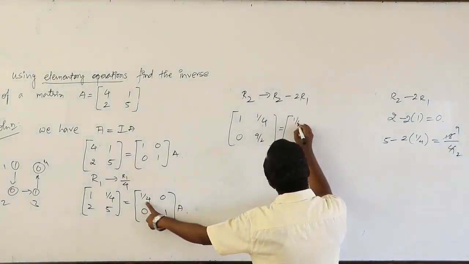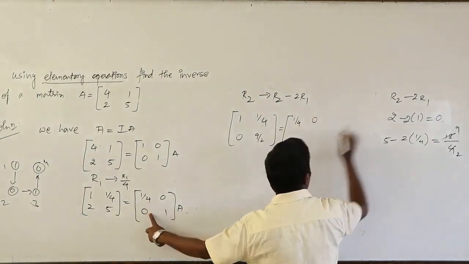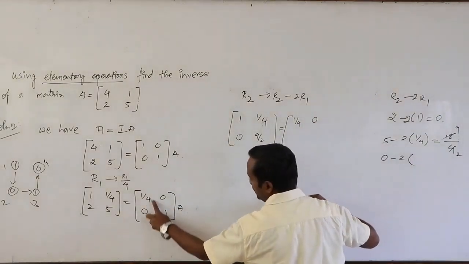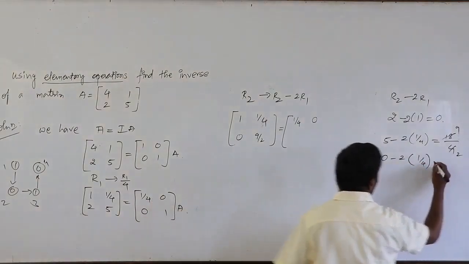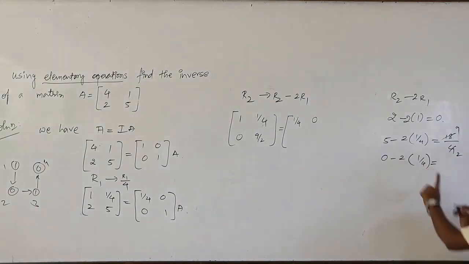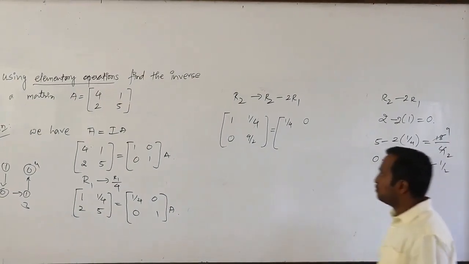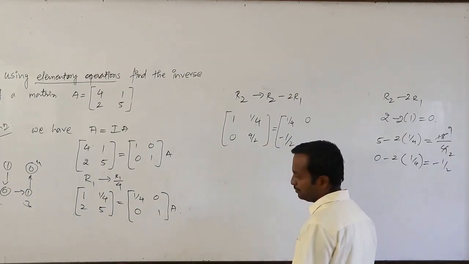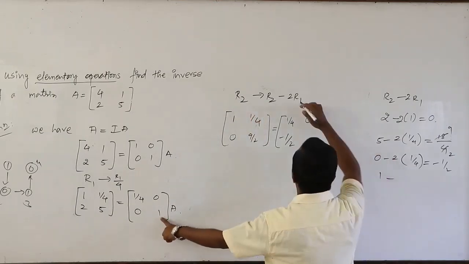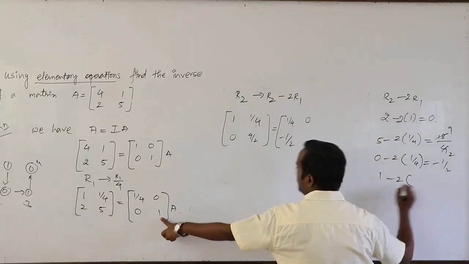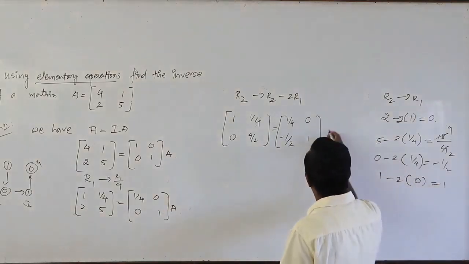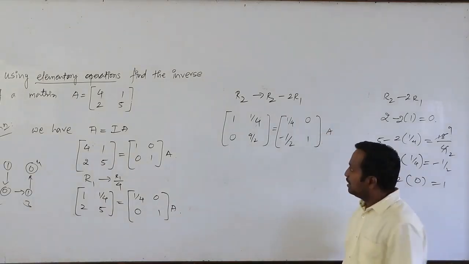Next, R1 is not changed, keep as it is. R2 changed. How is R2 changed? 0 minus 2 into R1. Above it is 1 by 4. Make the simplification: 2 into 1 by 4 is 2 by 4, which is 1 by 2. Of course, you have to write minus 1 by 2. Next, R2 is 1 minus 2 R1. 2 R1 above that is 0. So 1 minus 0 is 1.